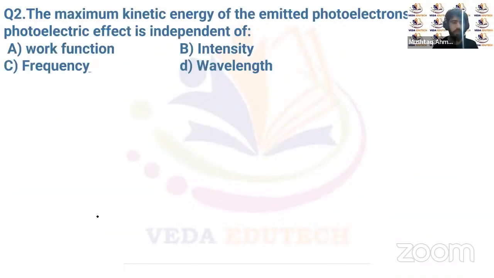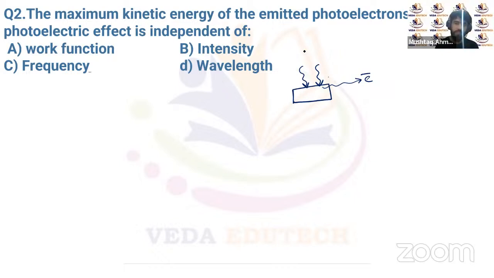Question number 2 says that the maximum kinetic energy of the emitted photoelectrons in the photoelectric effect is independent of, right? So we have to find the maximum kinetic energy. We know that, let's suppose this is the metal surface, and we are incident-ing photons, or light energy, electromagnetic waves, on this metallic photosensitive surface. If sufficient energy is supplied to the electrons present on the metal surface, then the photoelectric effect will take place, right?